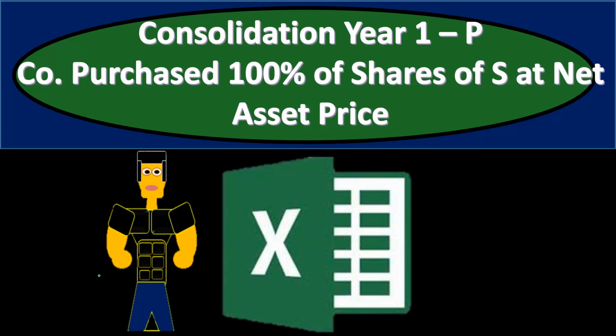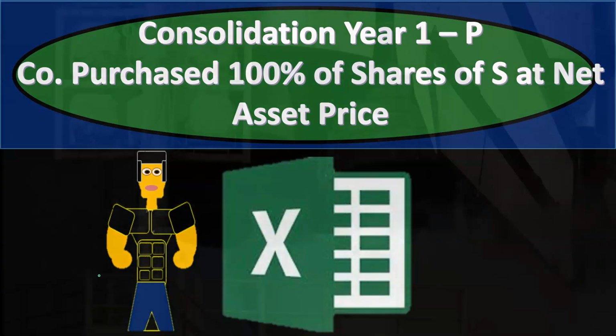We're going to say that P is going to be the parent company. The parent company purchased 100% of the shares of S, which is going to be the subsidiary company at the beginning of this year, and they did so at the net asset price.